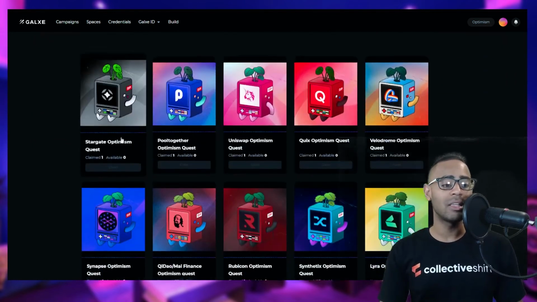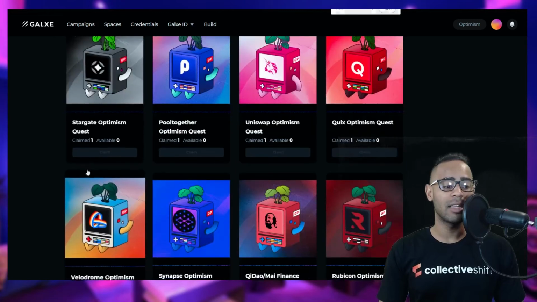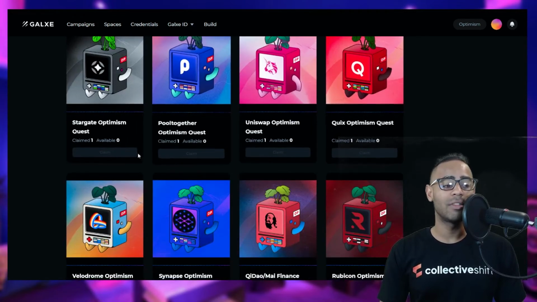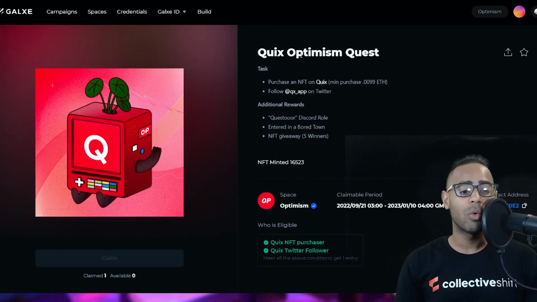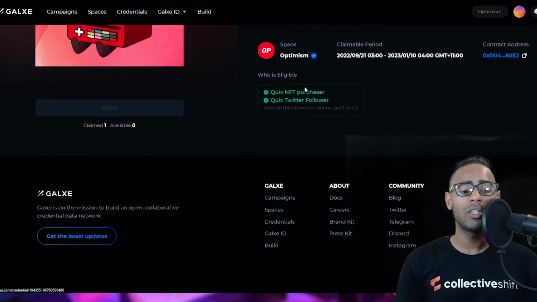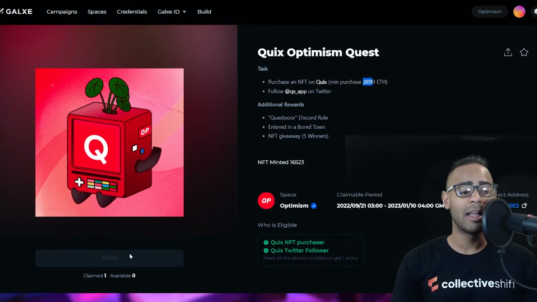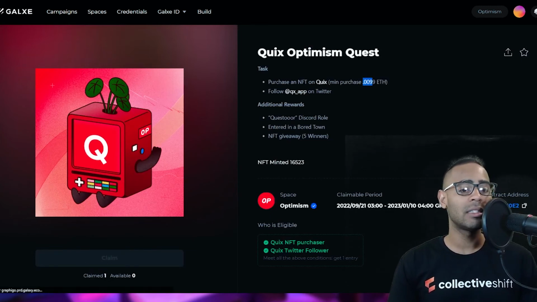Let's go ahead and look at the Stargate Optimism Quest task. You can see I've claimed one of each of these. And Quix is the NFT marketplace that we just looked at. On the Quix Optimism Quest, what does it want you to do? The task is to purchase an NFT on Quix with a minimum price of 0.0099 ETH. And then you have to follow them on Twitter. Once you've done that, it can tell that you've ticked off all of these and you can go ahead and claim this NFT.